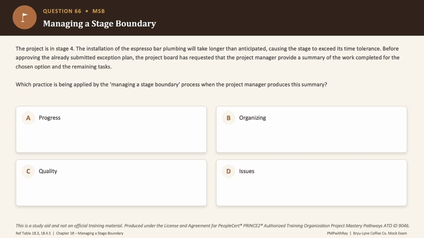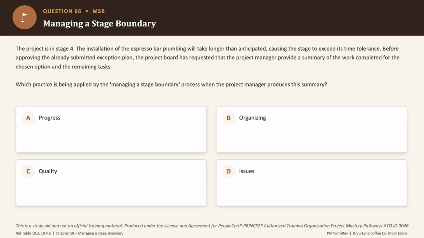With that, we move on to the next process, which is managing a stage boundary. So question number 66. Now, as a part of this scenario, the espresso bar plumbing is running late. The stage will breach its time tolerance, okay? And the exception plan is already with the project board. Now, before approving it, the project board wants a summary of what is done and what is left. So which practice covers this?